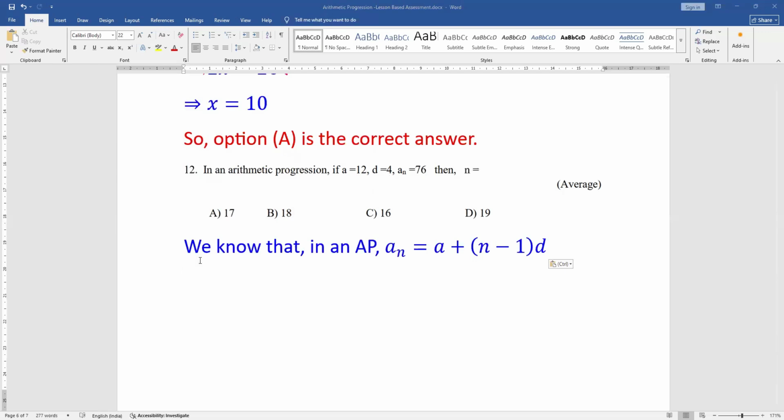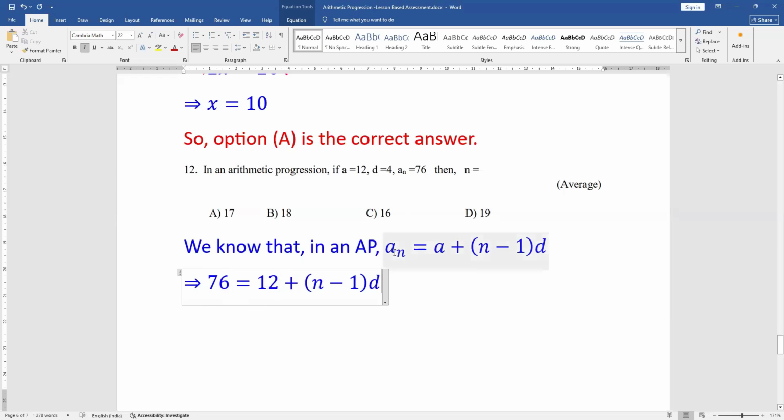So now let's substitute one by one. I'll write the same formula, just to show you how we are going to substitute. For an, what should I put? I replace it with 76. Then for a, I put 12, then n minus 1, and d is nothing but 4. So I'm replacing an with 76, then we have a as 12, then d is equal to 4.